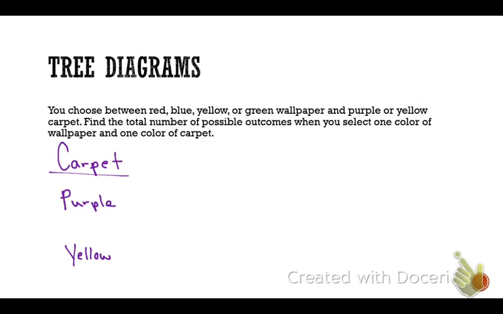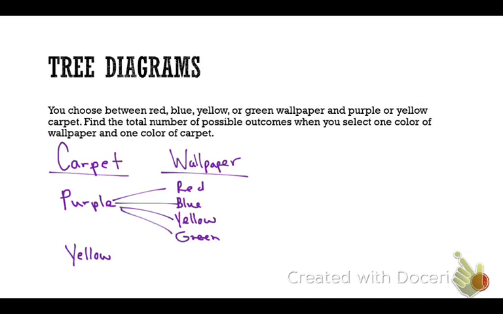All right, go ahead and try to finish your second column. Start writing them. Red, blue, yellow, green. So I can go all these, or I can go yellow, and then I could go red, blue, yellow, and green. Okay, so now here's all my outcomes.